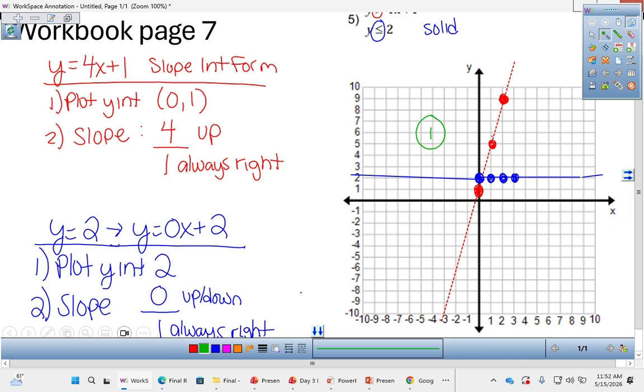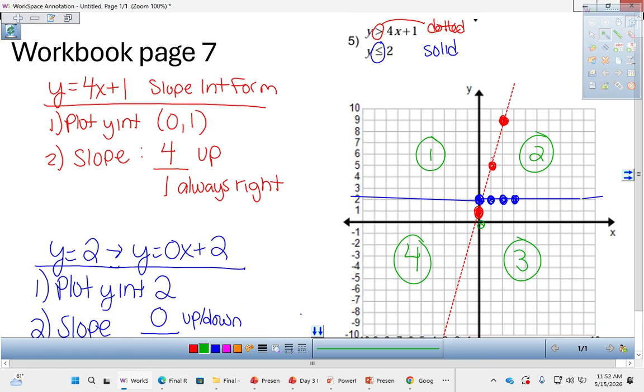1, which is this top left, 2, 3, and 4. Only one of those 4 regions is going to get shaded in, and that's where my testing comes in. And I'm going to test this point down here, which is 0, 0.